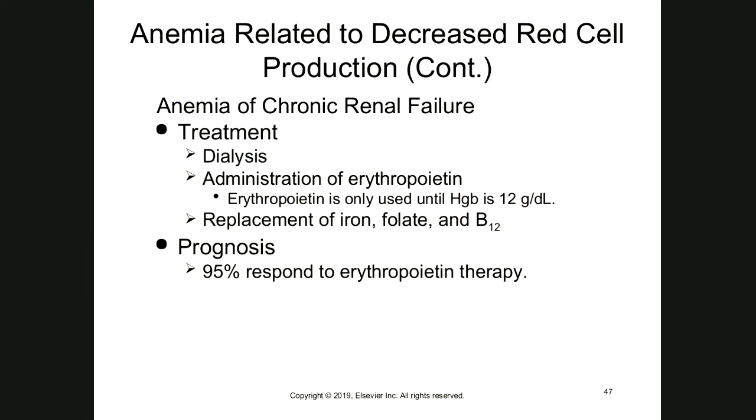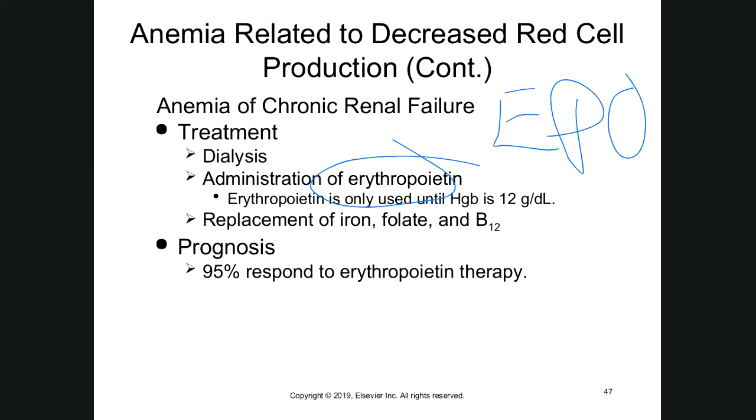Dialysis is the treatment of choice when we have a person with problems in the kidneys, but we also need to give the famous erythropoietin. Some of you probably remember that it's called EPO. That is the injection that they will put to these particular patients. Obviously, we need to replace the iron and folate and the B12 in these persons.